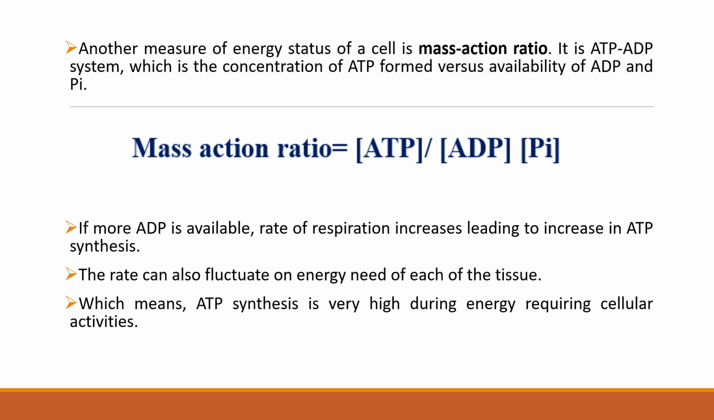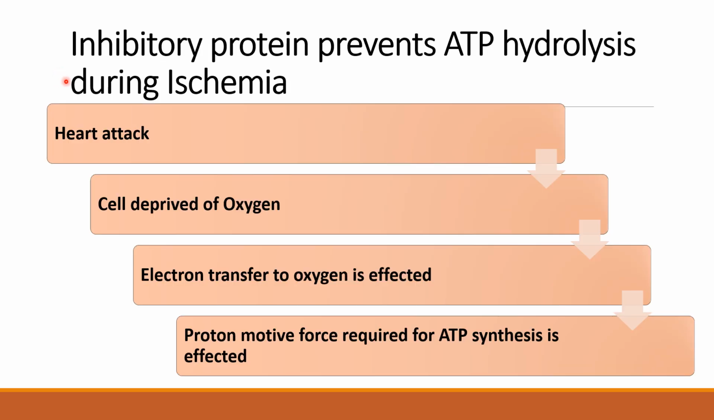Next type of regulation is inhibitory protein presence, which prevents ATP hydrolysis during ischemia. Yes, it is preventing ATP hydrolysis during ischemia. So when a cell is deprived of oxygen, that condition you call ischemia. So this is seen during heart attacks or a stroke, and the electron transfer to oxygen is affected.